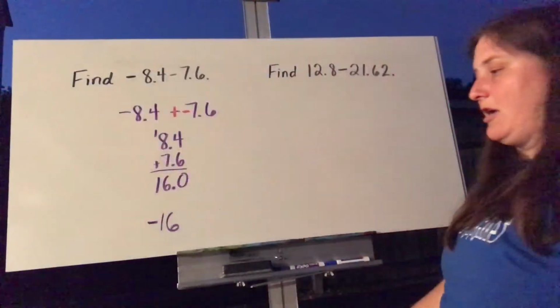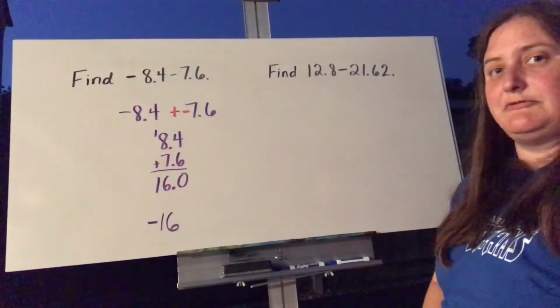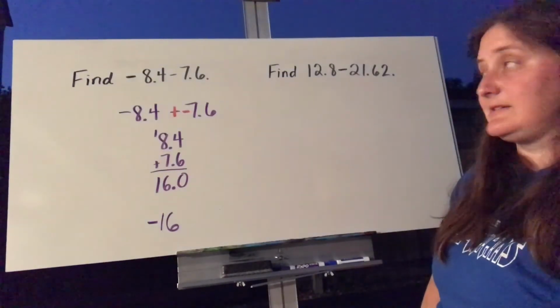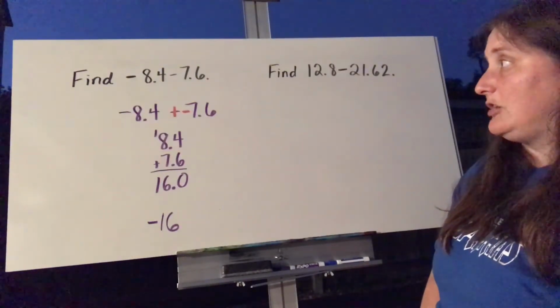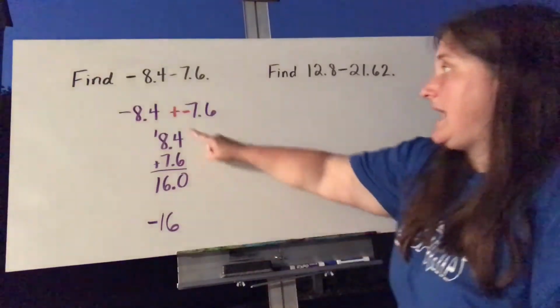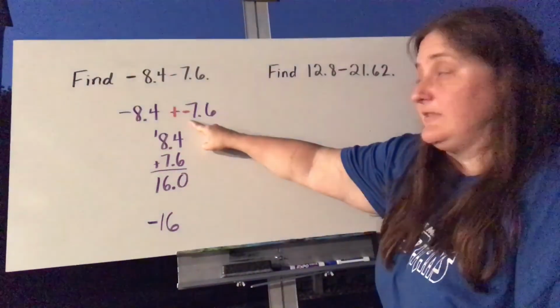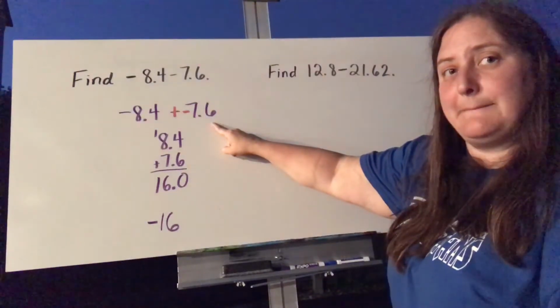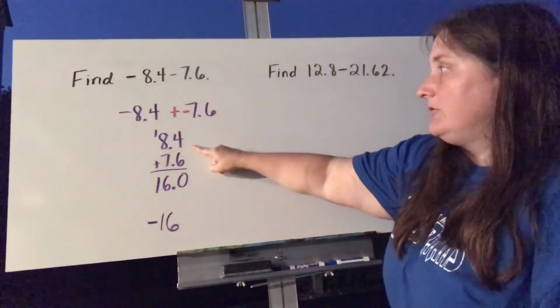Rational numbers are not always fractions. Here are some in the form of decimals. I've got -8 and 4/10 minus 7 and 6/10. So first thing I did was change it to addition. I made it add -7 and 6/10. Now that I see they're both negatives, I'm just going to add them because they have the same sign.